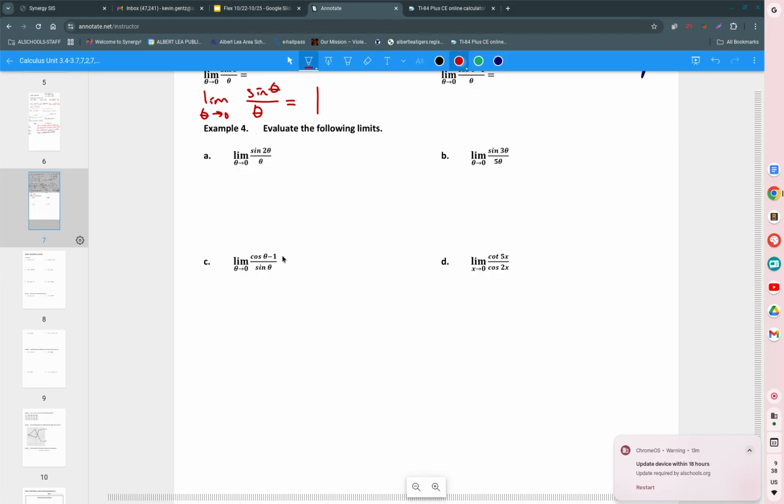We had a second limit, and that was the limit as theta goes to 0 of cosine of theta minus 1 over theta was equal to, and that came out to be 0. Everybody okay with that? All right.